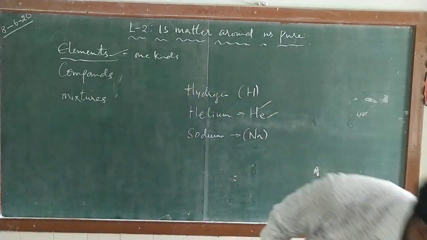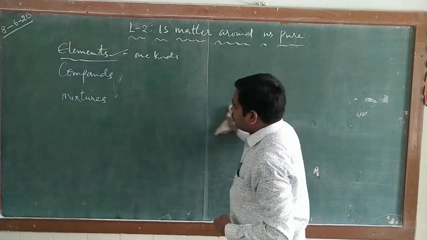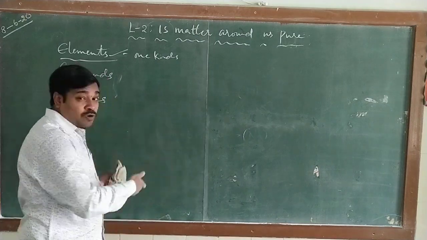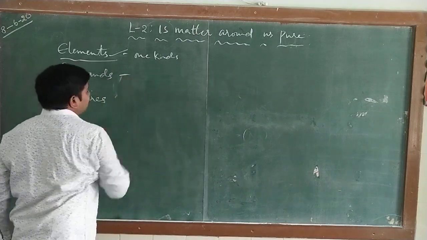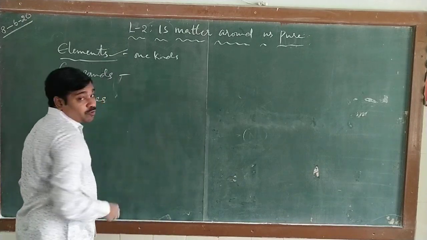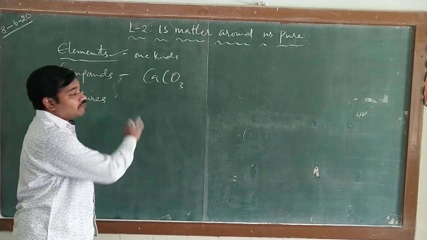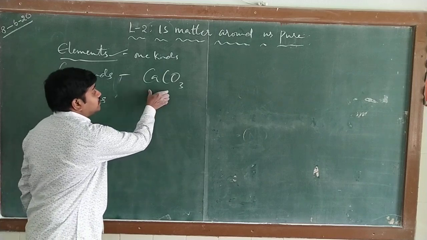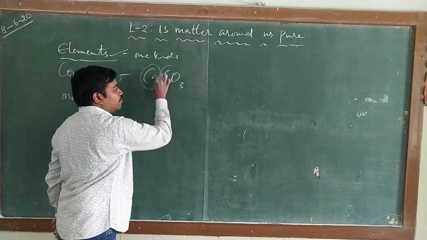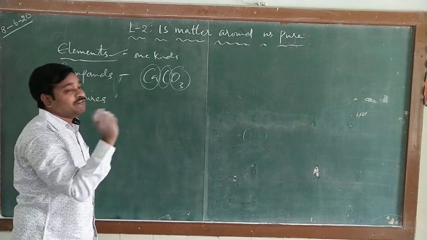Next, when we come to compounds and mixtures, what is the difference between compounds and mixtures? Compounds are those where two or more elements, even more than 3 elements, are combined. When 2 or more elements combine chemically together in a fixed ratio, we call it a compound. For example, CaCO3 we just call a compound. Why is it called a compound? Because it consists of 2 or more elements: calcium, carbon and oxygen. These 3 elements are chemically combined together in a fixed ratio.